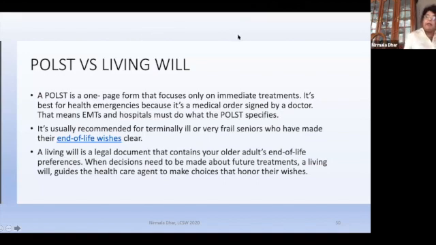And it should be handily available in a medical emergency, so that EMTs and all know what to do. A living will, on the other hand, is a legal document that contains your end-of-life preferences when decisions have to be made about future treatment. A living will guides the healthcare agent or healthcare representative that you appoint to make choices that honor those wishes. So this all has to be done in advance. That's why it's called advanced care planning. And it entails that the person completing this has the mental and cognitive capacity to complete the document and to appoint that healthcare agent. So what happens when you don't have this document?